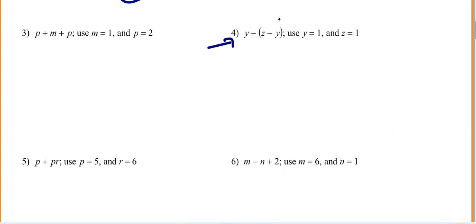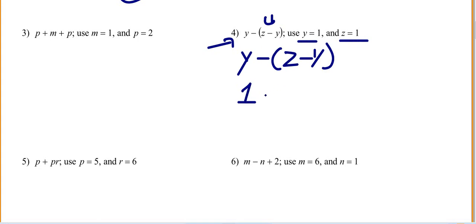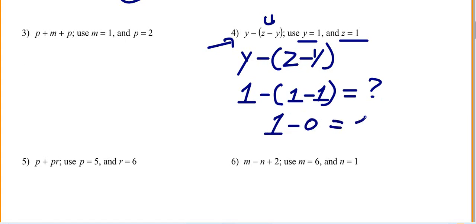So let's just think about this because we're going to do some order of operations here, right? So you got y minus z minus y. Well, we know y is equal to 1. z is equal to 1, right? So I'm going to write down 1 minus, and I'll open my parentheses, and I got a z. I got 1 minus 1. Close my parentheses, and I want to know what that's equal to, right? Well, what's 1 minus 1? 0, right? So you got 1 minus 0, which is equal to 1.